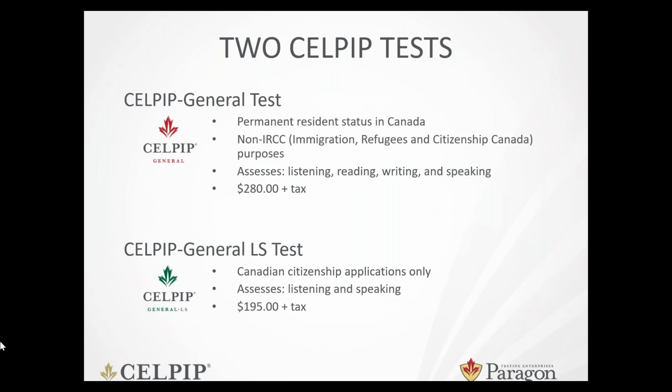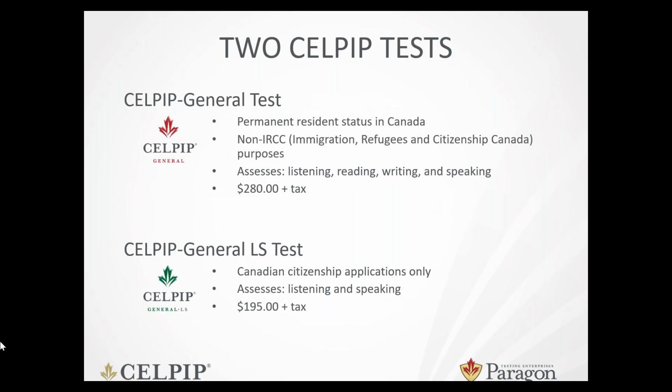The CELPIP General LS test is if you're applying for Canadian citizenship only. So L stands for listening and S stands for speaking, because that's all you need for Canadian citizenship. So because it's a shorter test and because it only has 2 test components, the registration fee is $195 plus tax. One tip is when you're registering for the CELPIP test, if you're applying for the CELPIP General test, it always has that red logo that you see there. If you're applying for the CELPIP General LS test, it always has that green logo.